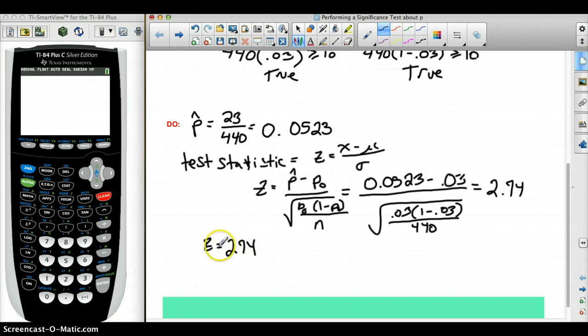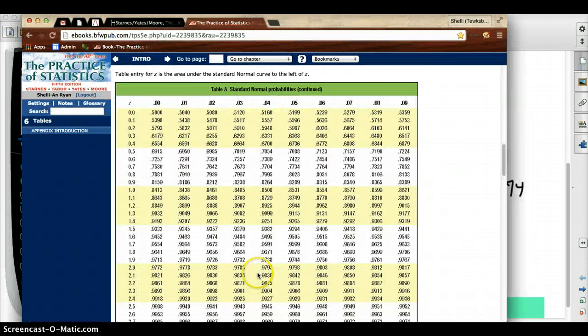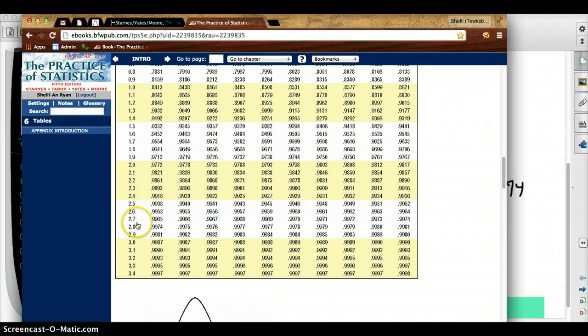You can now go into your tables if you wanted to and pull out what the area is when z is 2.74. So here, going across, the area when we have 2.74 is right here. This is the zeros, ones, twos, threes, and fours. We have 0.9969.